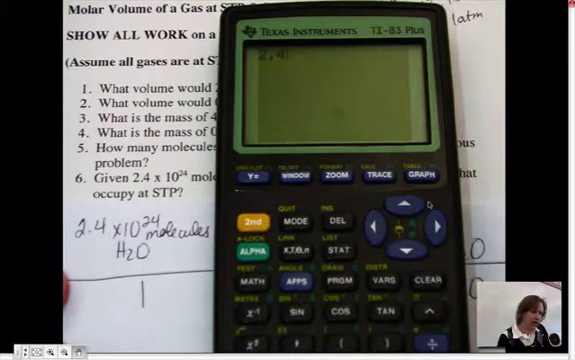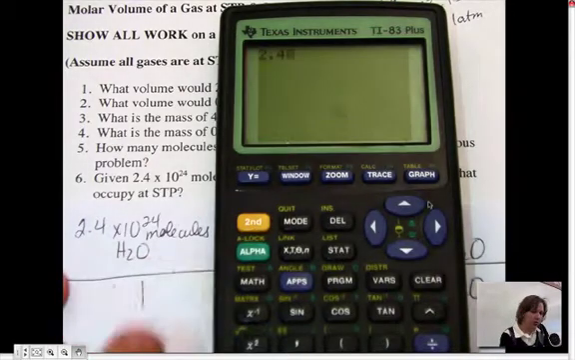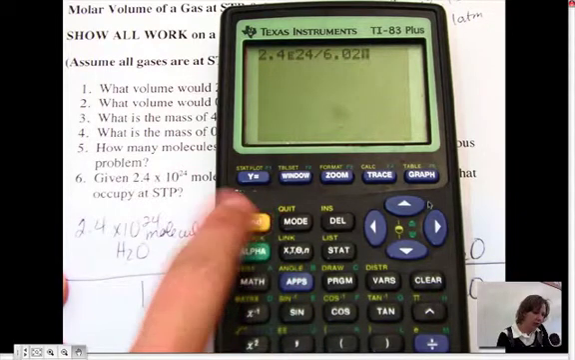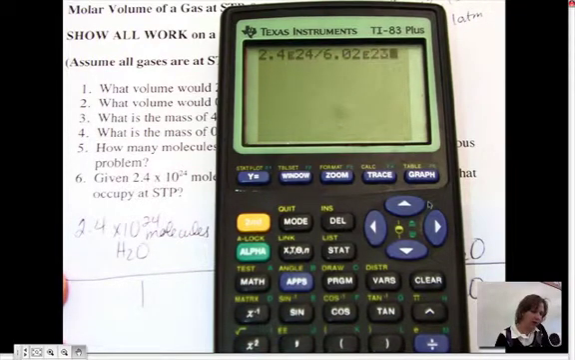Don't forget to get that 10 to the whatever. You're going to bump the second function and then the comma just above the 7 to get that little e. And then the 24. Don't put the 10 in or you'll have too many powers of 10 in there. So 2.4 second comma 24 divided by Avogadro's number, which is 6.02 second comma 23.